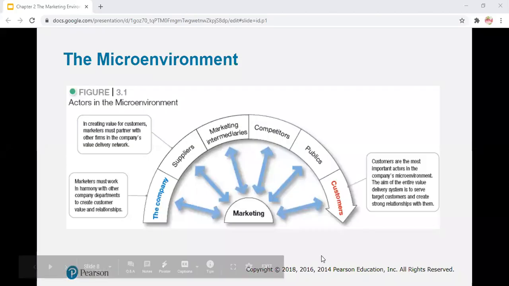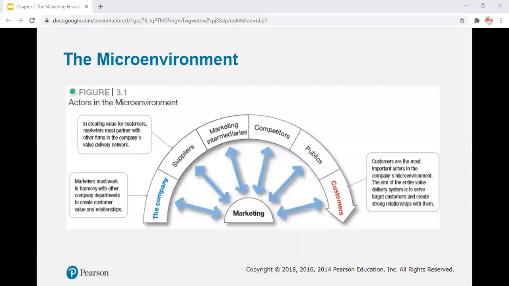So here we will begin, as I said, with the microenvironment, okay? As I said, marketing management's job is to build relationships with customers by creating customer value and satisfaction. So what is the aim of marketing management? The job of marketing management is to create customer value and satisfaction.